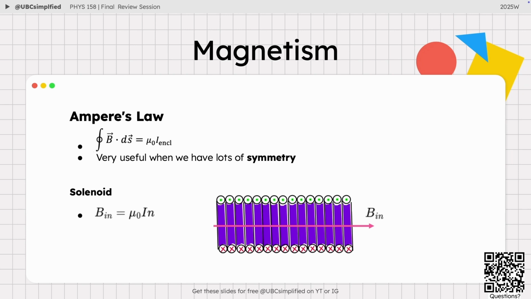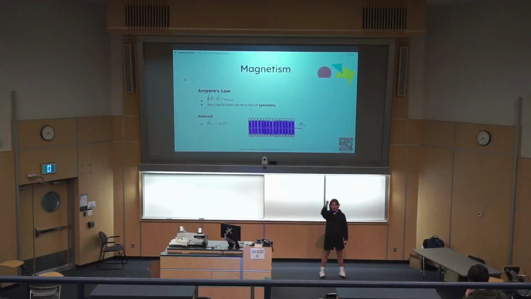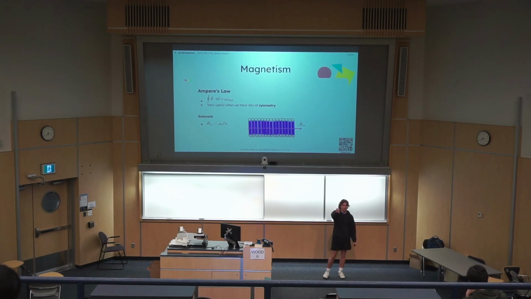Same as with Gauss's law, you can't use this at all times, but if you have a straight wire and you draw a circular loop around the wire, you know the field everywhere on that loop is the same, and it'll be in a circle. You can use the right hand rule again: we point our thumb in the direction of the current, and the direction our fingers curl will be the direction of the magnetic field around the wire. So this is very useful when we have symmetry.